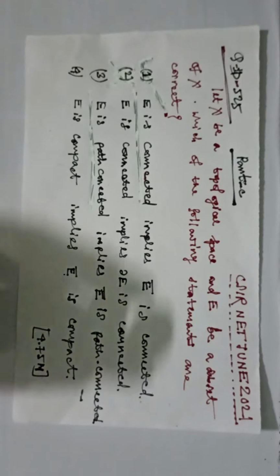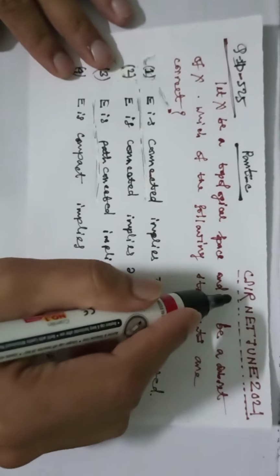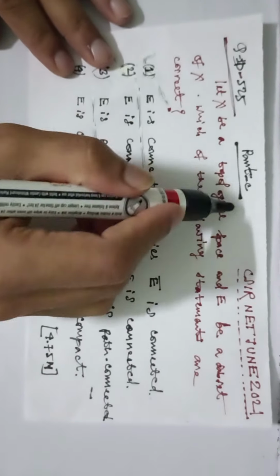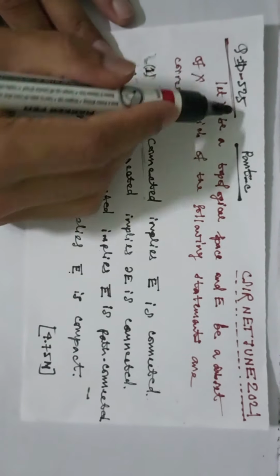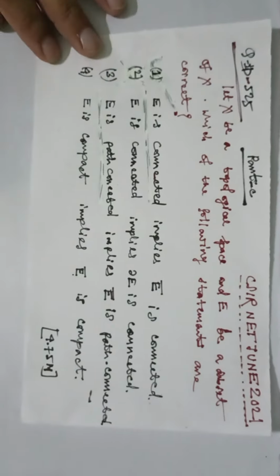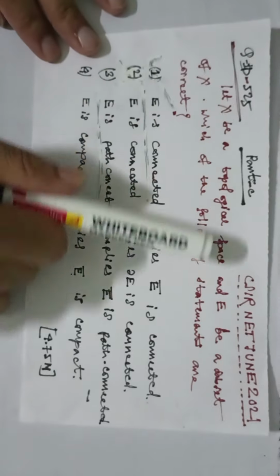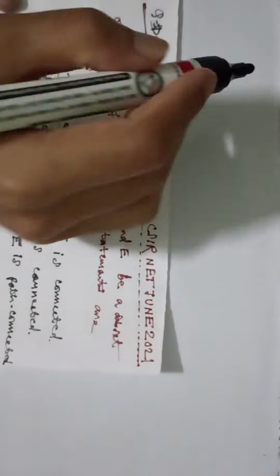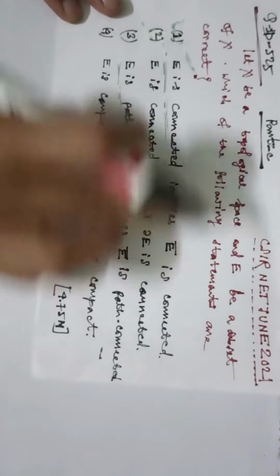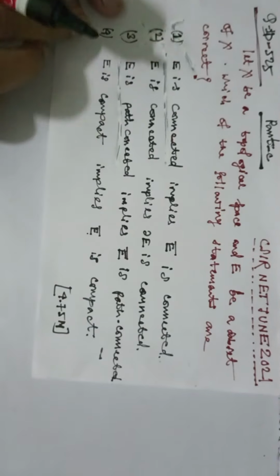Today in this video we are going to discuss an important question from CSIR NET June 2021. This is basically a question from Part C and it is a question of topology. Okay, and the question ID is 525 and it's a 4.7 mark question. The question is: X is a topological space and E is a subset of X. Then there are four options, and among these, which are true.